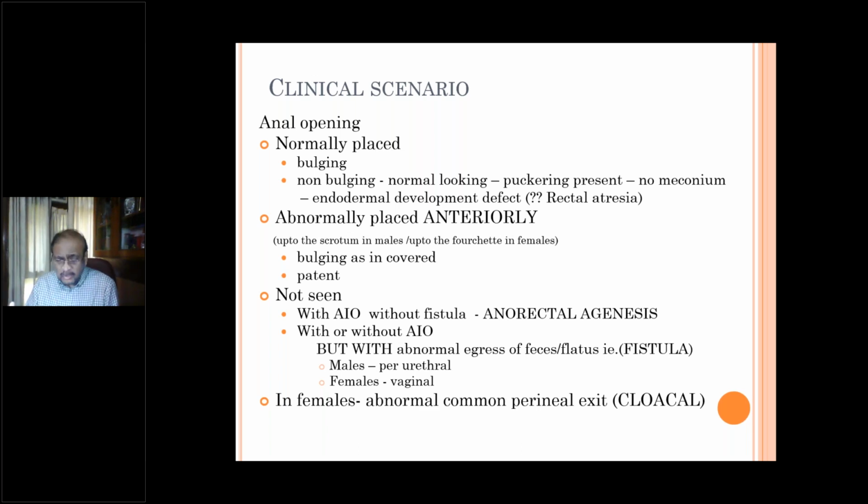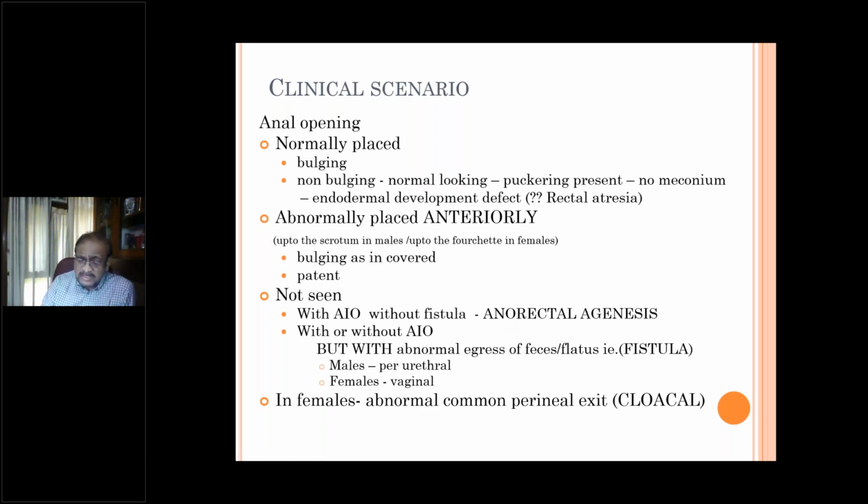One, you are seeing it. Number two, you are seeing it at an abnormal place, and number three, you're not seeing it at all. If you're not seeing it at all, there could be two scenarios. Number one, it could be with a fistula. Number two, it could be without a fistula. Without a fistula, what is the patient going to present with? Acute distal obstruction. Very easy to remember that. And in those cases, you would be suspecting what? Anorectal agenesis. The rectum has not developed, probably part of the anus is also not developed.